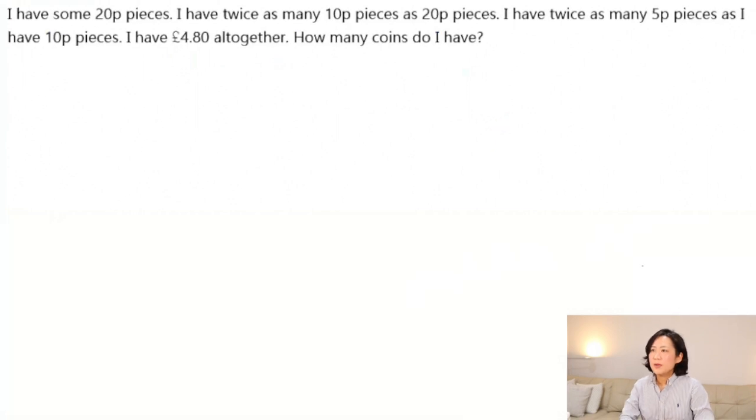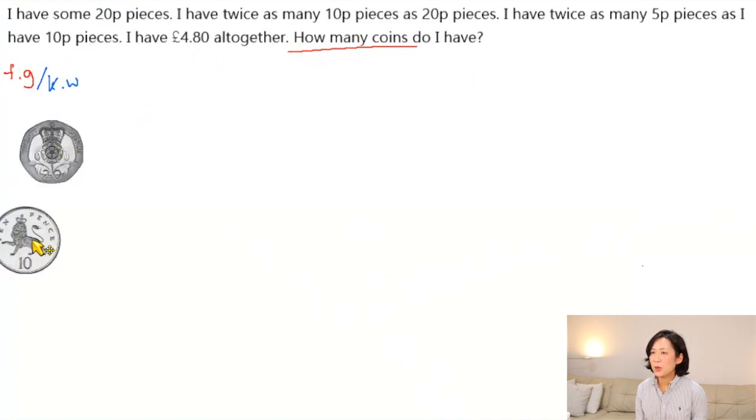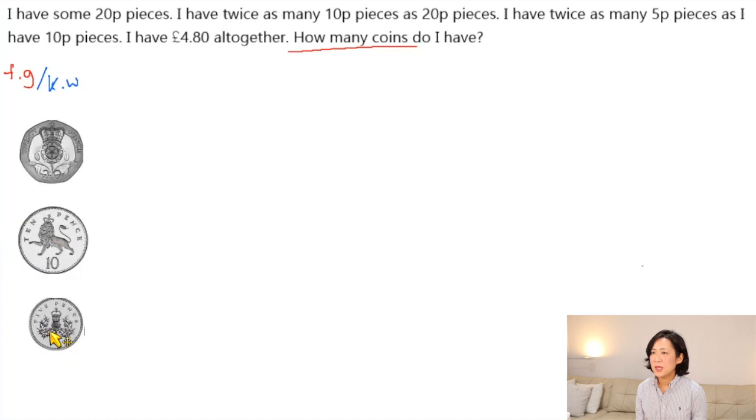So have a look at the final goal. Final goal is finding how many coins there are all together. Let's see. Our keywords: you've got a 20p coin, a 10p coin and 5p coins. Then we will get the information about this. Now what we need to do is always organize our information.